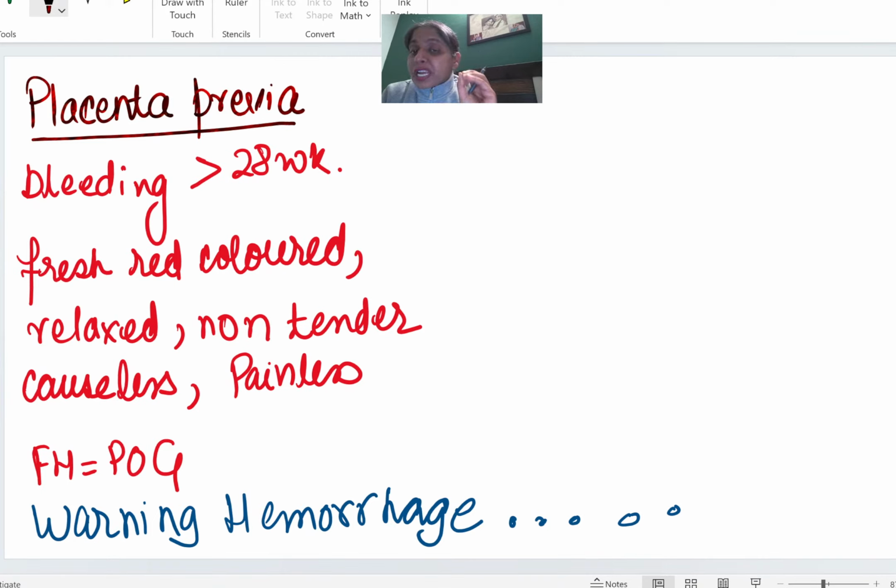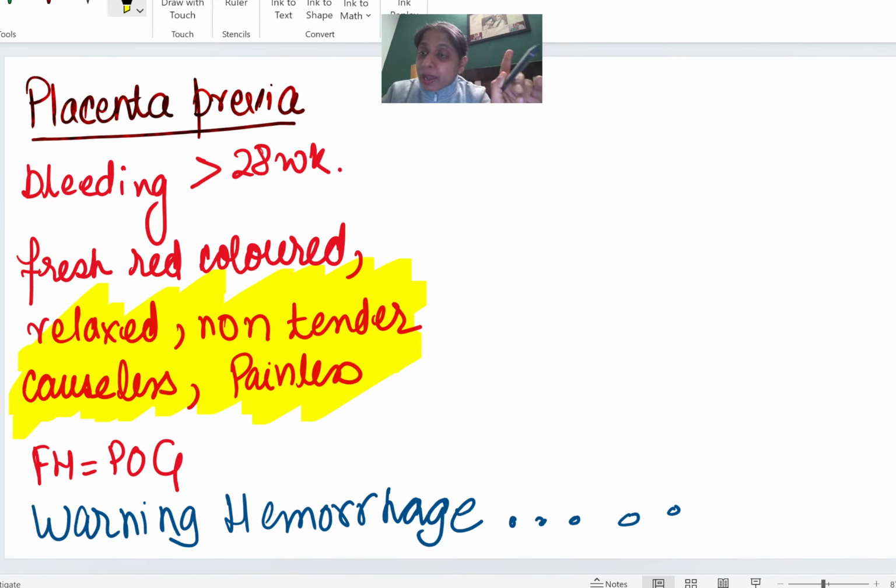Placenta previa presents with fresh red colored bleeding. The bleeding is not associated with pain. Bleeding is not associated with any cause, like preeclampsia. The uterus is relaxed and non-tender, all opposite to abruptio. So when you are diagnosing any patient as placenta previa, if you don't have ultrasound, then you have to see these features which are opposite to abruptio. Fundal height is also equal to period of gestation.